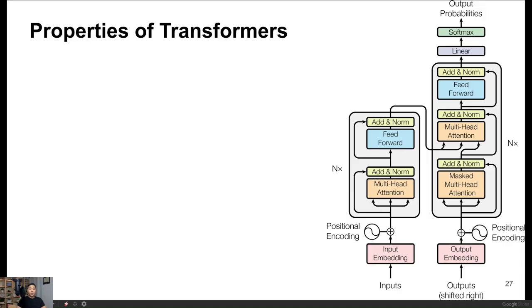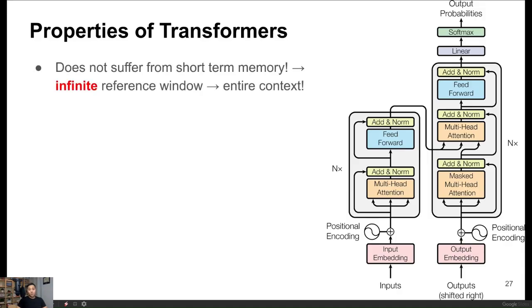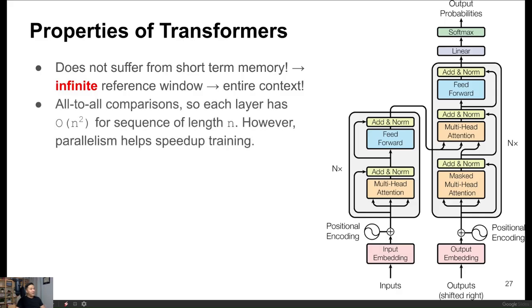So what is the property of transformers? Right? It sounds very complicated. The awesome property of the transformer is that it does not suffer from short-term memory at all. It has infinite reference windows, so you can see the entire context of the sequence. And even though it has all-to-all comparison, which is n squared where n is the sequence length, it doesn't seem that bad, because you can parallelize the entire comparison to speed up training.